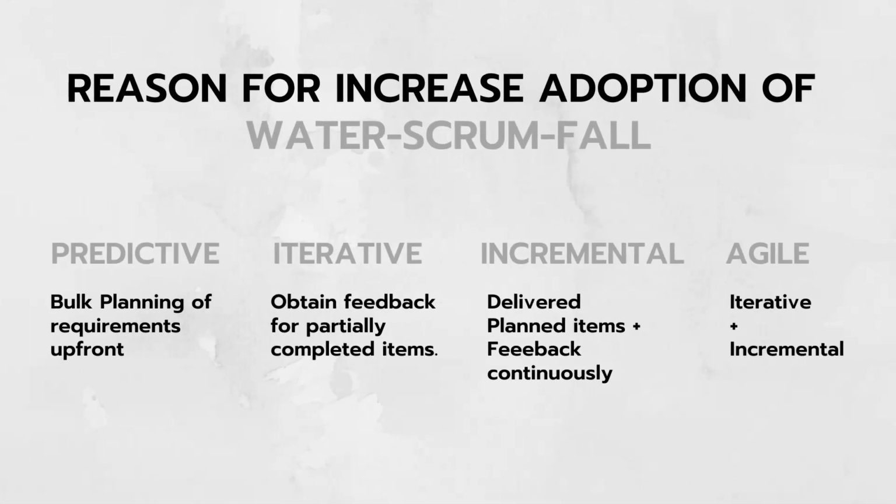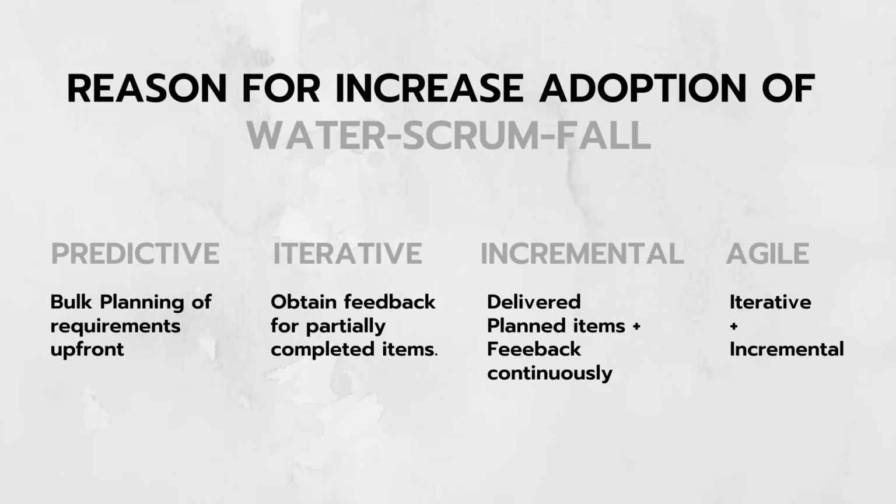Now, the reason for increased adoption of water scrum fall, why we have been adopting this instead of following the real hybrid agile? Well, there are a couple of reasons. Let us try to understand with the help of this example. Predictive is nothing but your waterfall approach, wherein we have a bulk planning of requirements upfront, because we had the necessary system or process discovery artifacts with us. We planned our requirements upfront in bulk.